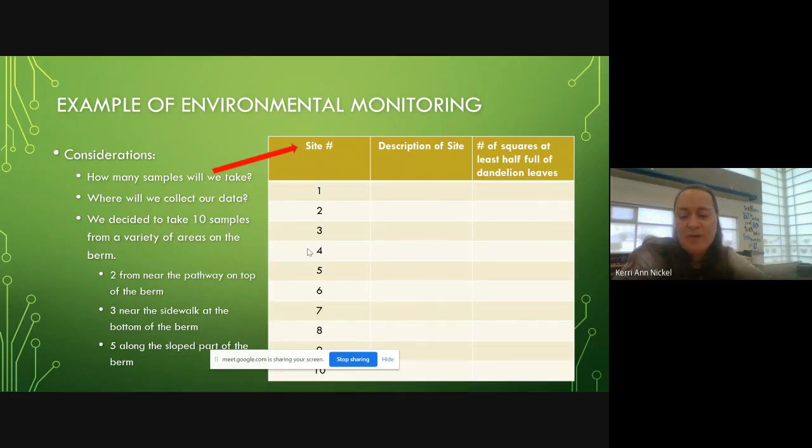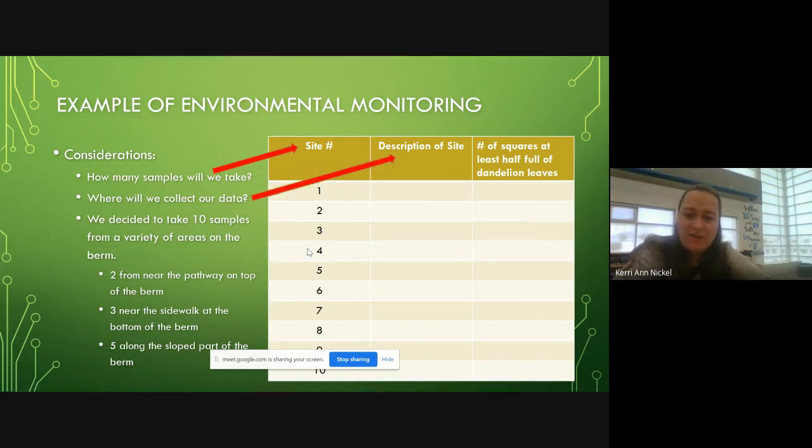Now, if you remember back to probability, you know that the more samples we take, the more accurate our data is. So this would just give us kind of a limited information number, but we decided to start with 10 because it was something we could do fairly quickly, and it would give us an idea, I think, of how close the numbers were. Now, where would we collect our data?